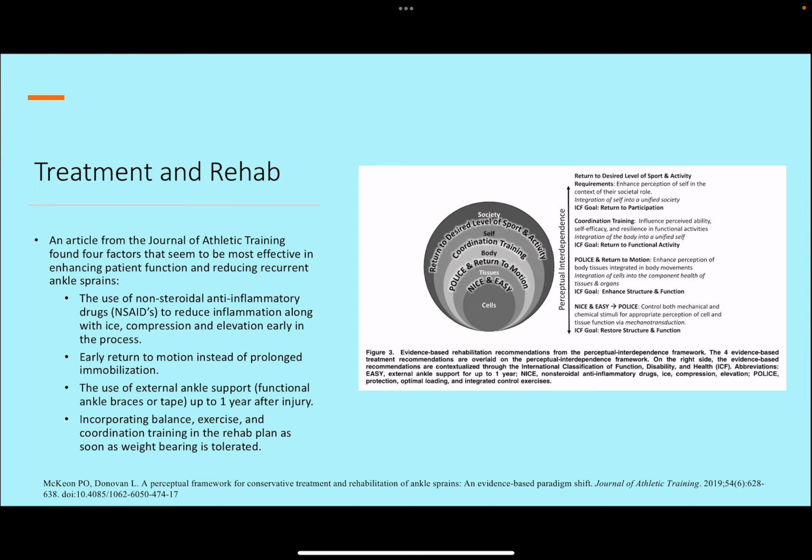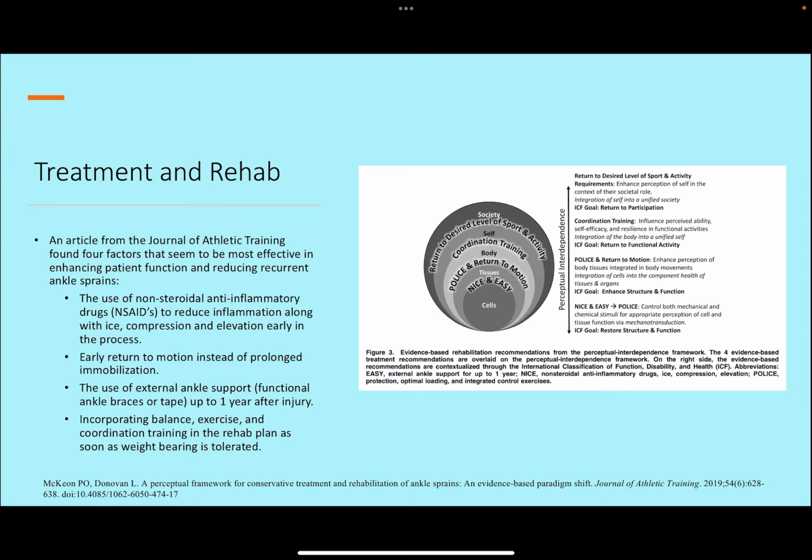Next, we will move on to treatment and rehab. An article from the Journal of Athletic Training found 4 factors that seem to be the most effective in enhancing patient function and reducing recurrent ankle sprains. First, the use of NSAIDs, so non-steroidal anti-inflammatory drugs, to reduce inflammation, along with ice, compression, and elevation, the RICE policy, or POLICE if you are more up to date. Second, early return to motion instead of prolonged immobilization.